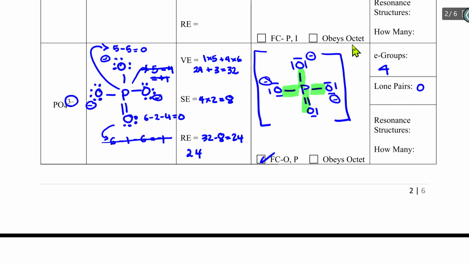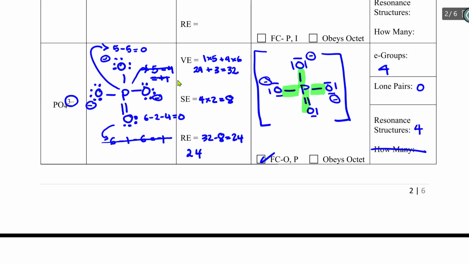Now for the question of resonance structures. Remember, resonance structures indicates the number of ways you could have written an equivalent structure without moving atoms. So you can only move electrons, and if you look, we put a pair of electrons from this oxygen to satisfy the formal charge requirement. Well, we could have done that for any oxygen. So the number of resonance structures is 4.